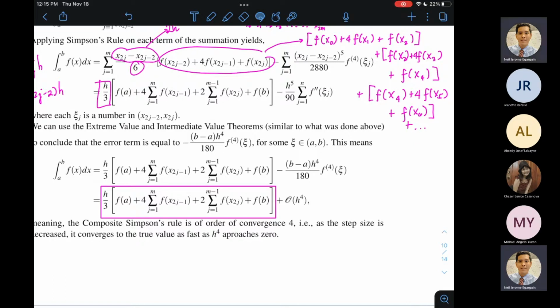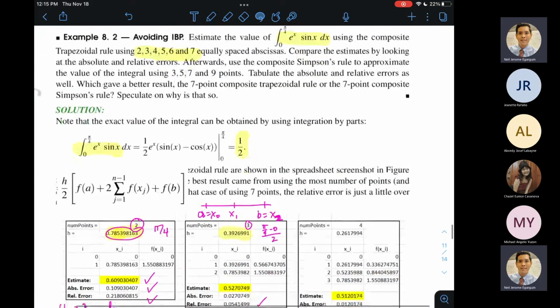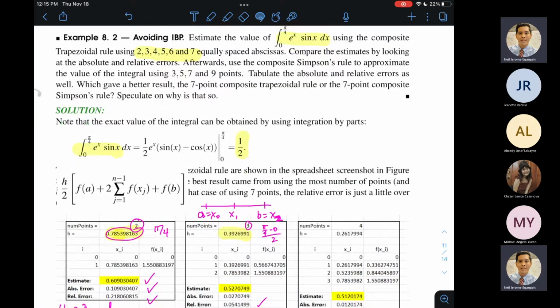So if there are no questions, then let's revisit the example where we tried to avoid IBP in evaluating the integral of e to the x sine x from 0 to pi over 4. This time we're going to use composite Simpsons rule using 3, 5, 7, and 9 points. You see here that I can only use the composite Simpsons rule if we have an odd number of points.